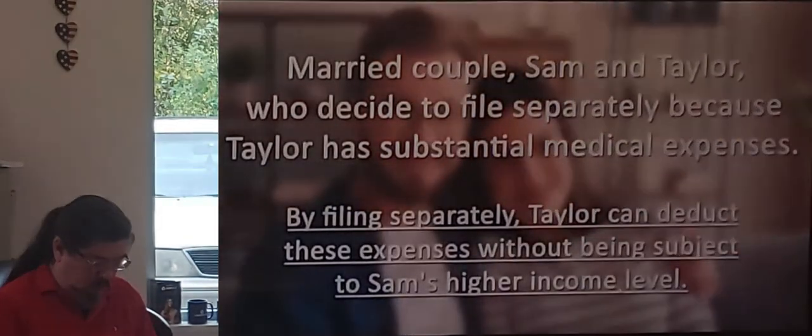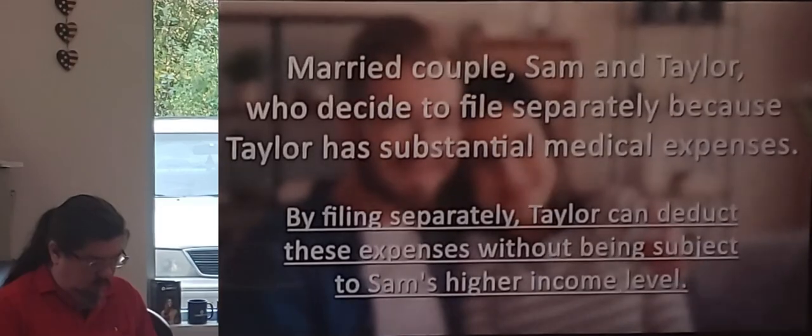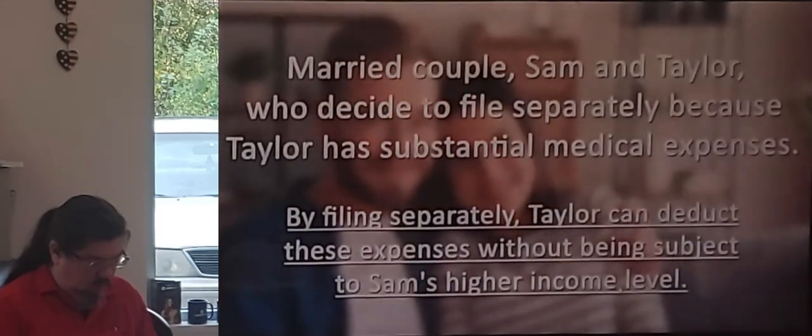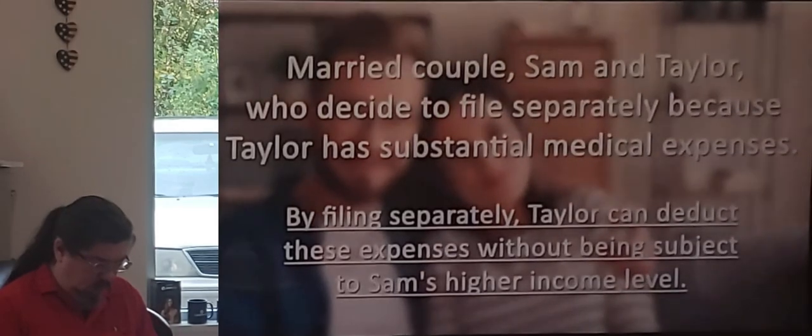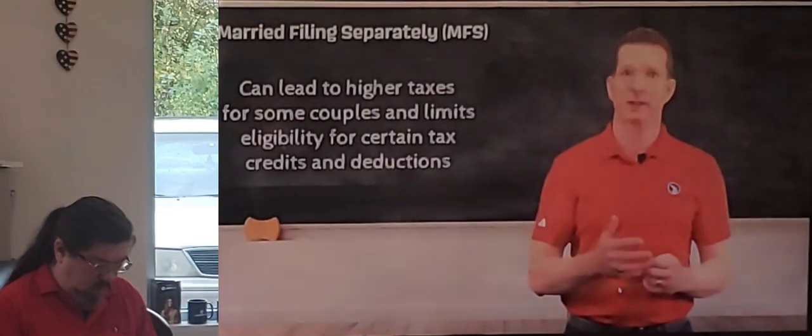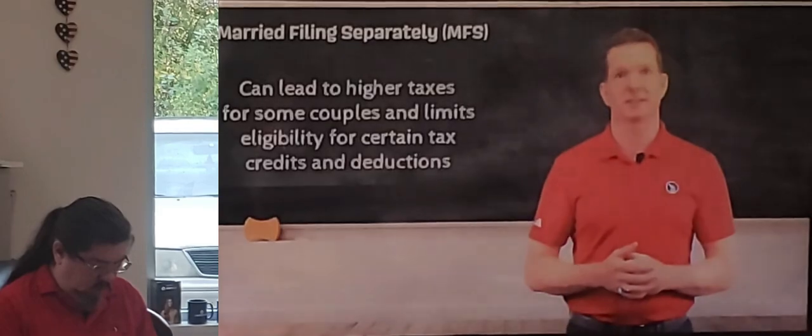An example of this would be a married couple, Sam and Taylor, who decide to file separately because Taylor has substantial medical expenses. By filing separately, Taylor can deduct these expenses without being subject to Sam's higher income level. However, it is important to know that choosing this status can lead to higher taxes for some couples and limits eligibility for certain tax credits and deductions.